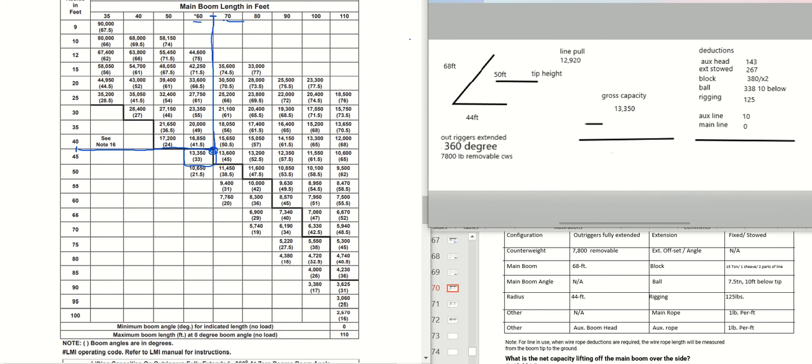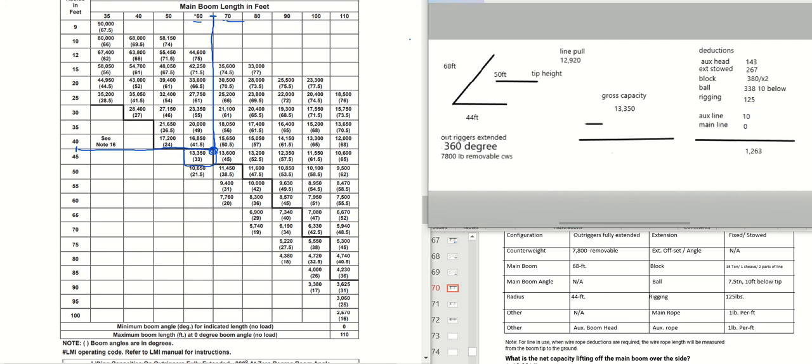Now we can go ahead and figure our deductions out. So we'll do 143 is our ball, 267 is our extension stowed, plus 380 is our block, plus 338 is our ball, plus 125 is our rigging, plus 10 is our auxiliary line. So we have total deductions of 1,263. That's going to be our total deductions.